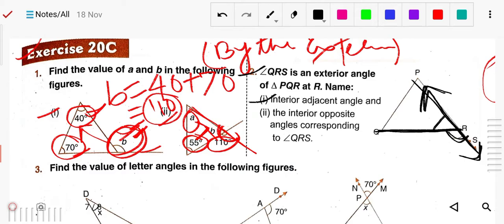So here this angle and this angle are the adjacent angles. What is the name of this? QRP. So the answer will be angle QRP.